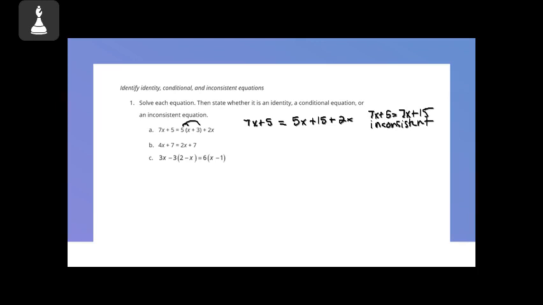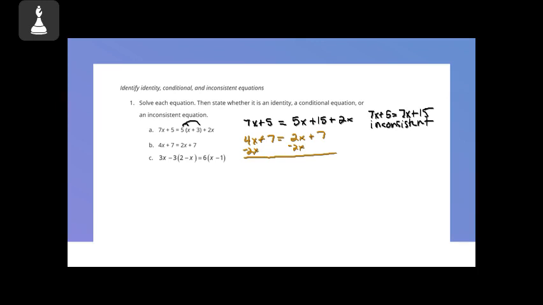Next, for B, this is a problem where I could move the x term from one side to the other. And the way we do that is always with opposite operations. So if this is a positive 2x here and I wanted to get rid of it, I would subtract 2x from both sides, because what you do to one, you must do to the other side.